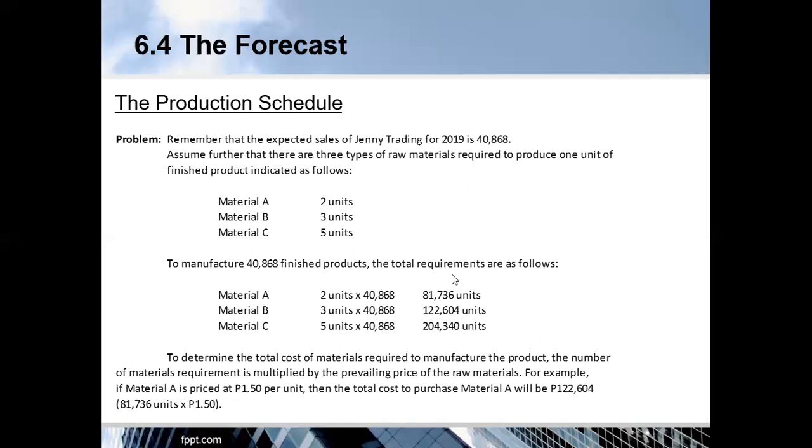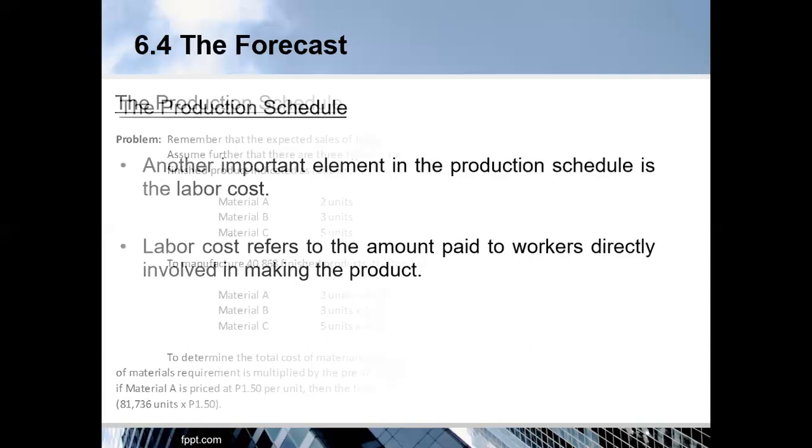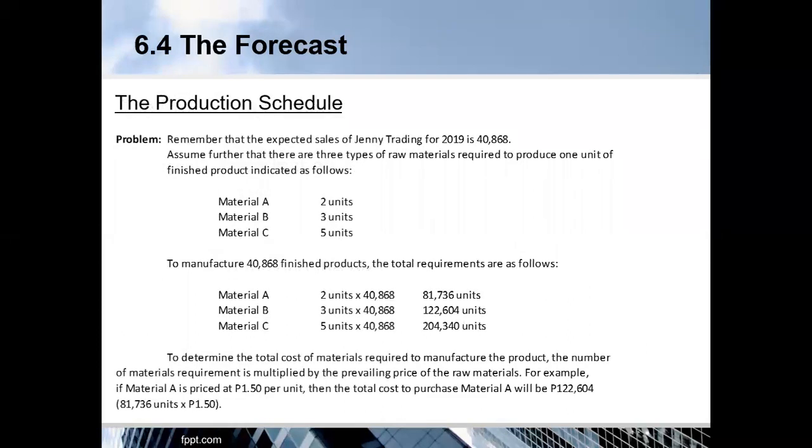Okay, so to determine the total cost of material required to manufacture the product, the number of materials required is multiplied by the prevailing price of the raw materials. For example, yung material A is 1.50 per unit siya. So i-multiply natin yung 81,000 by 1.50. So the total cost to purchase material A will be 122,604. Yan, we'll not discuss this further kasi part ito ng cost accounting.